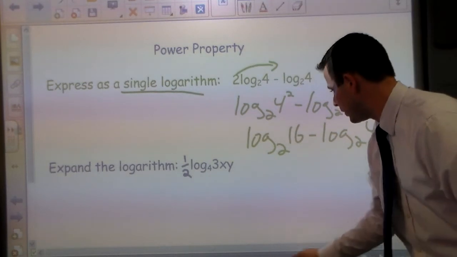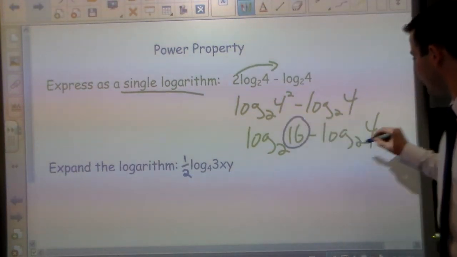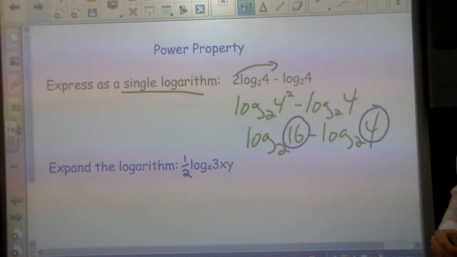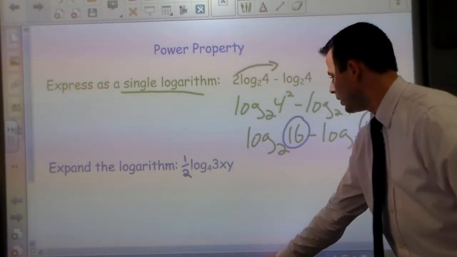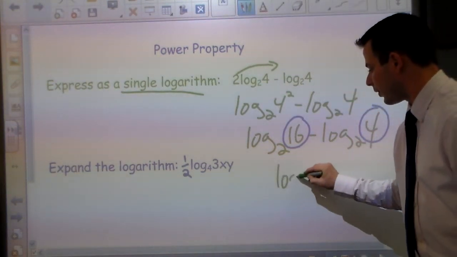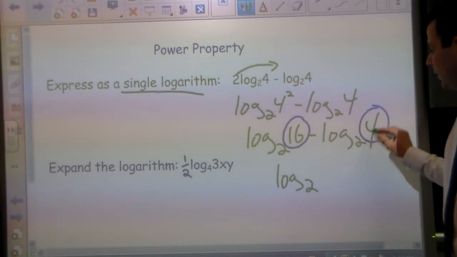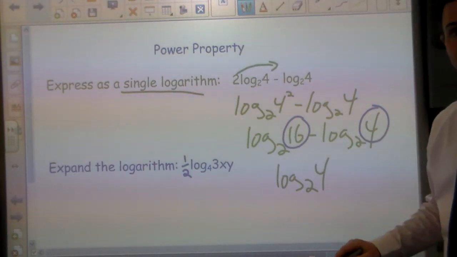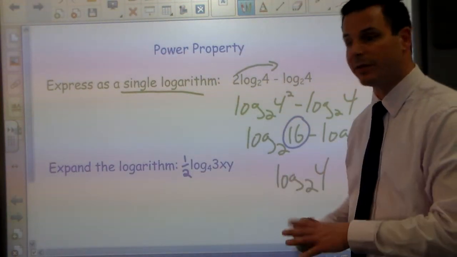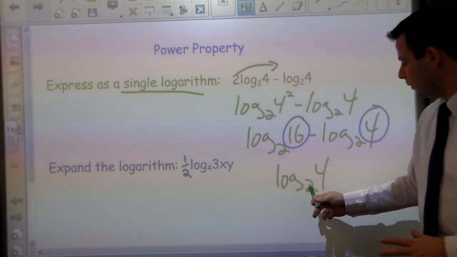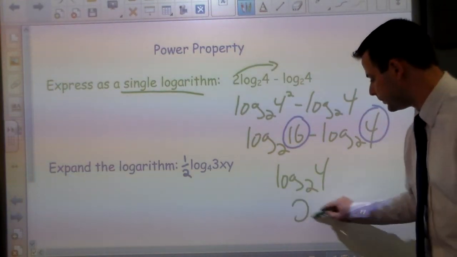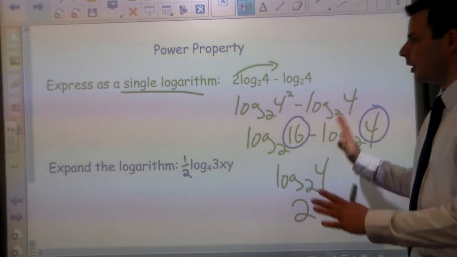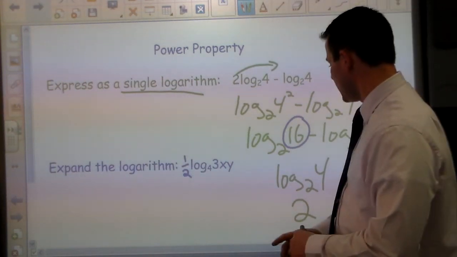So that's what we're going to do with our ofs. We're going to divide the of portion of the logs. We're going to divide these two numbers and express it as a single logarithm. Log base 2 of 16 divided by 4 is log base 2 of 4. Now we can clean this up because this is 2 to what power equals 4? Again, 2. Let's think about this another way.